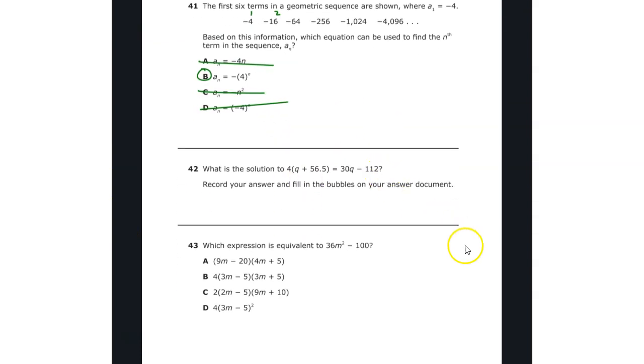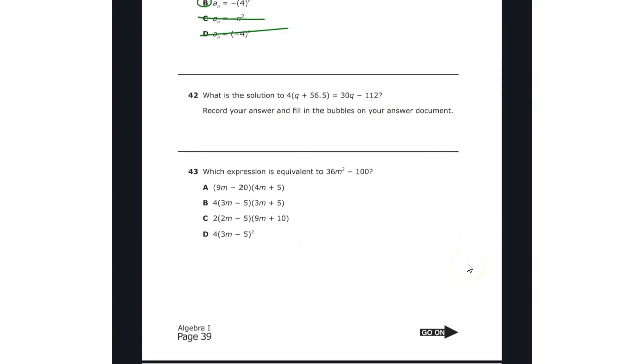What is the solution to the equation? Okay, so let's go ahead and try it. 4q plus 4 multiplied by 56.5. That should give you 226 equal to 30q minus 112.